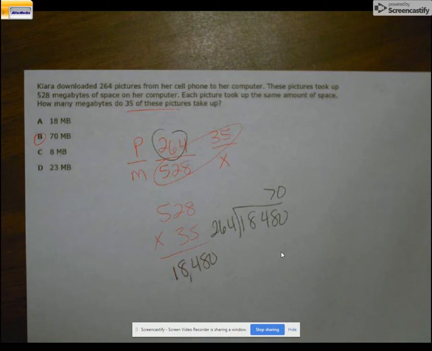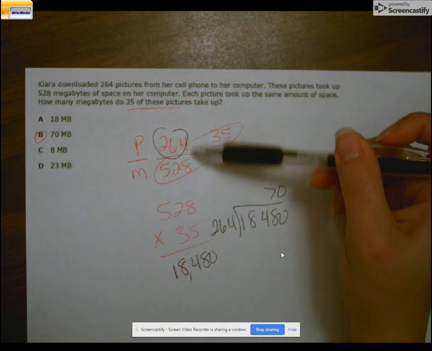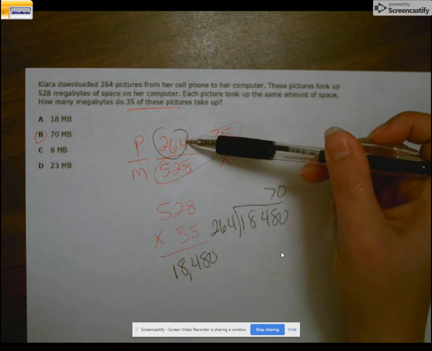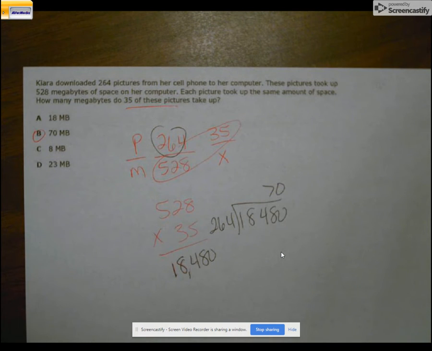Now that's a whole lot of work and an awful lot of multiplying and dividing. So what I try to have people remember is just think logically about things. If I know that the bottom number has to be bigger than the top number, none of these other answer choices have that bottom number being bigger than the top number.